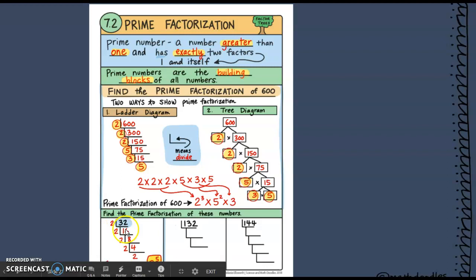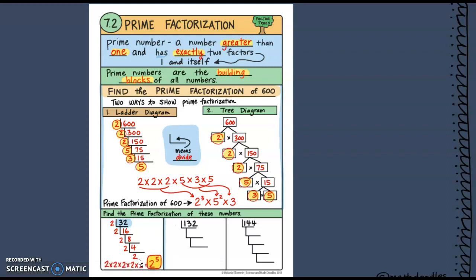Then I know that 16 can also be divided by 2, which gives me 8. And 8 can be divided by 2, which gives me 4. And 4 can be divided by 2, which gives me 2. So the prime factorization of this number is 2 times 2 times 2 times 2 times 2, or 2 to the 5th power will give you 32. So remember, we're just trying to figure out what expression will give us this composite number using only prime numbers.